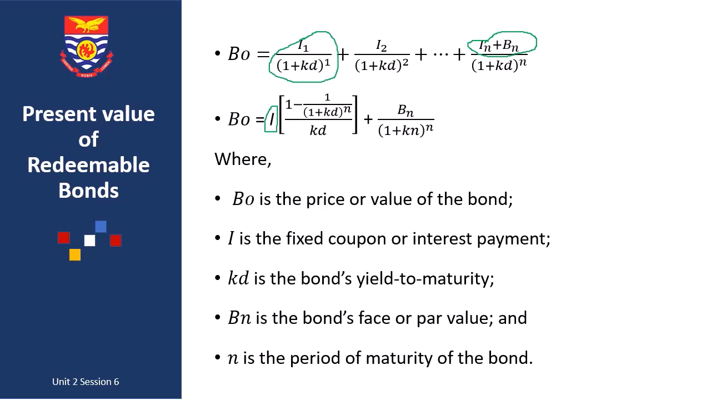Then you add the present value of the face value that you are going to receive at the end of the years. So B0 is the price of the bond, as I said. I is the interest rate. KD is the bond yield to maturity or the cost of the debt. Bond is a debt actually. And BN is the bond's par value or face value. N is the number of years.